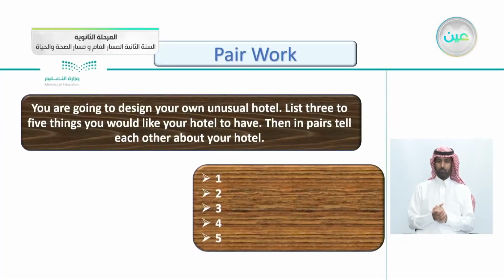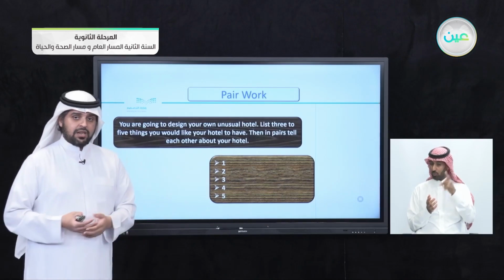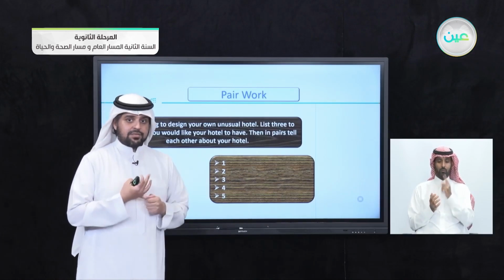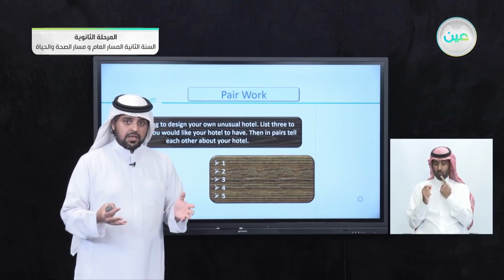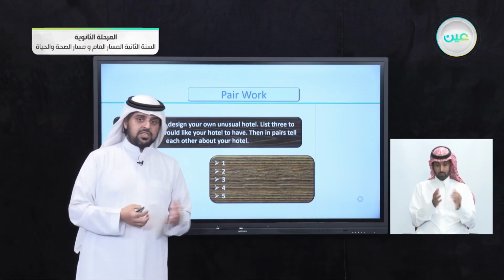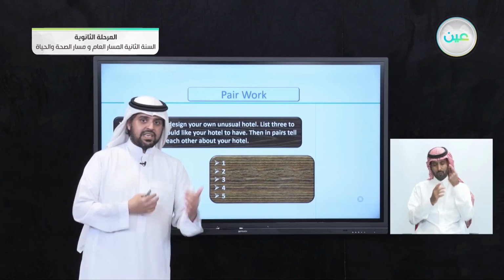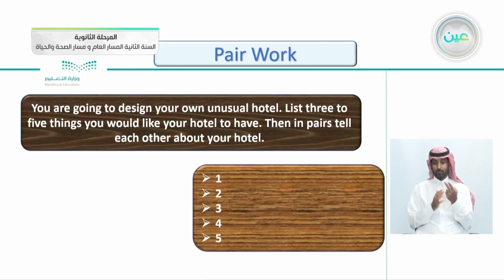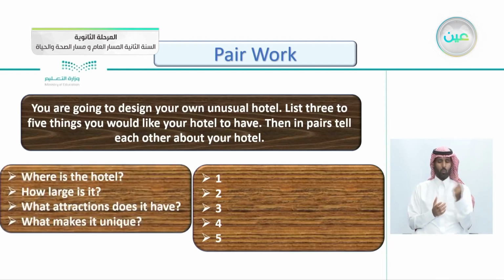So here, a pair work exercise. You're going to design your own unusual or unique hotel. List 3 to 5 things you would like your hotel to have. Then in pairs, tell each other about your hotel. So imagine having a unique hotel. We read about hotels that have capsules, hotels that are igloos, snow igloos or glass igloos, hotels on top of trees. So give me some unique ideas about a hotel. These are some questions to help you get the idea.